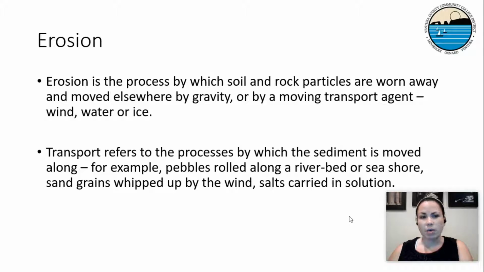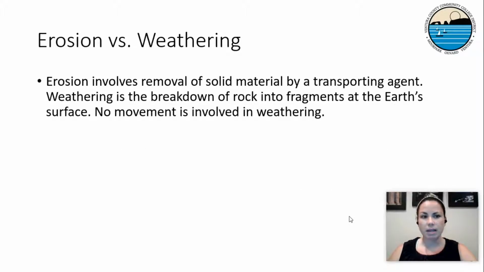And so weathering is different than erosion because erosion involves the removal of solid material by a transport agent. And weathering is just the breakdown of rocks into fragments, and there's no movement involved in weathering.